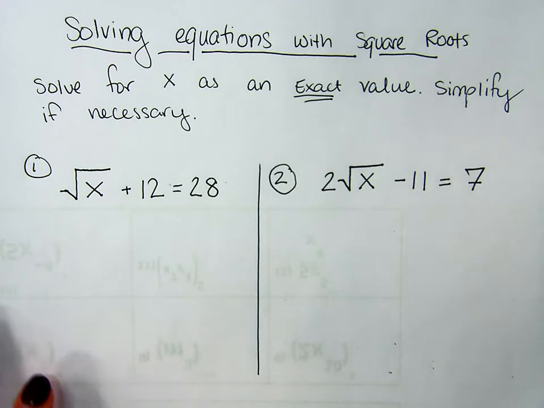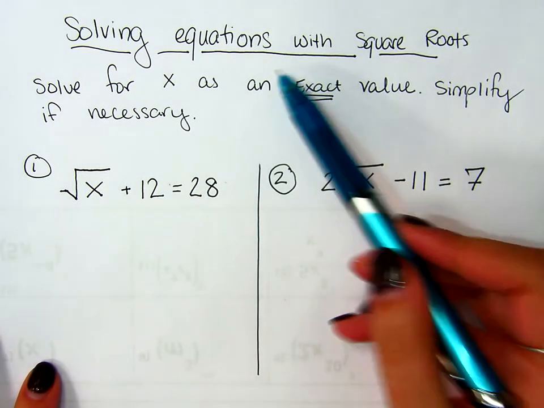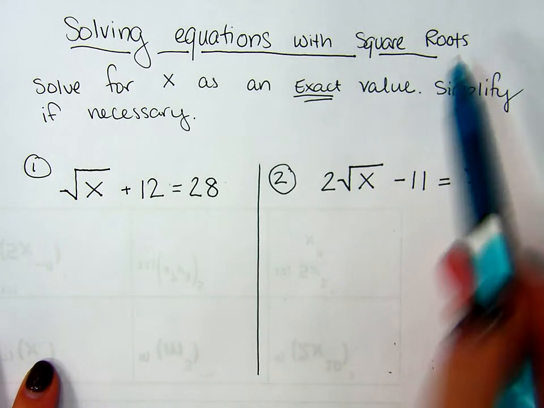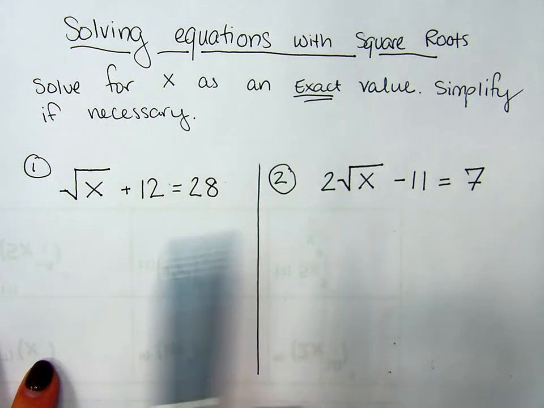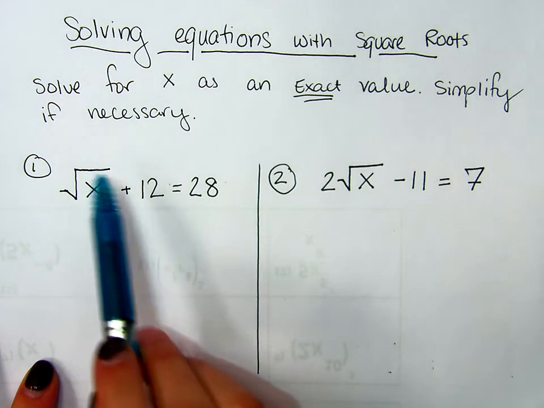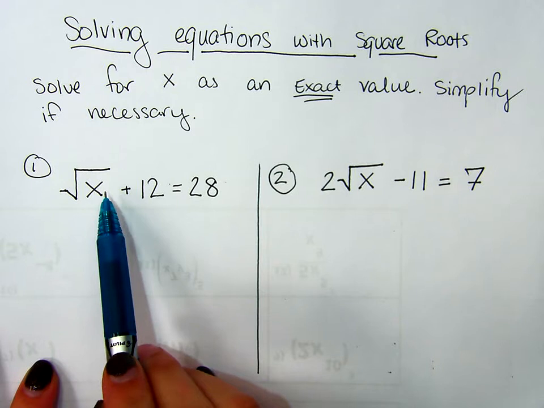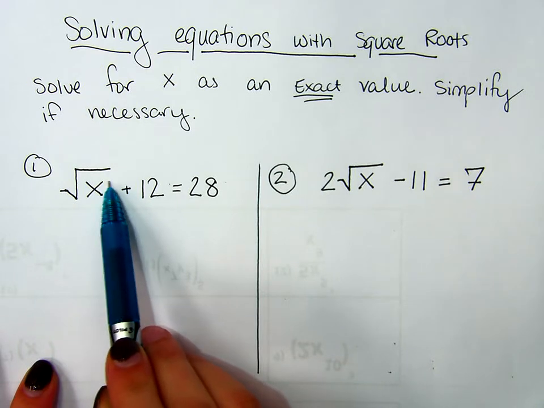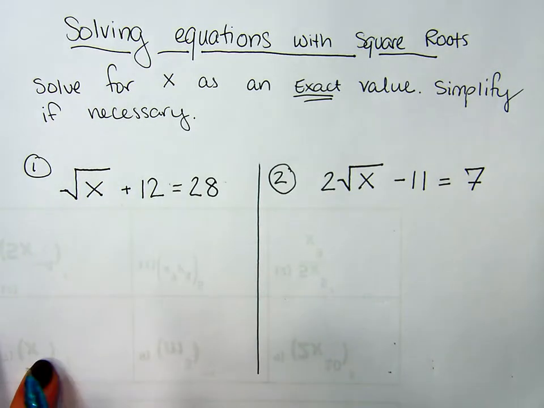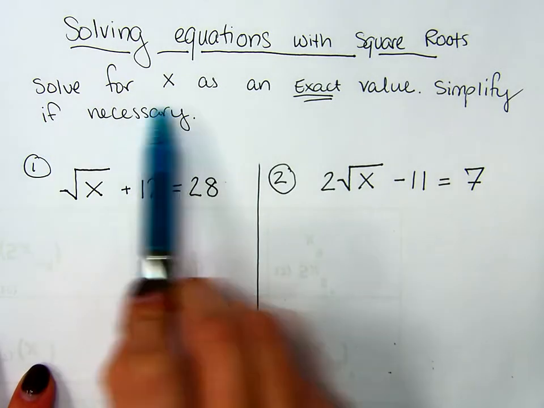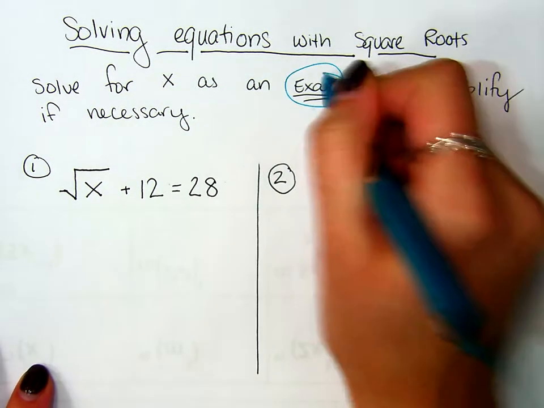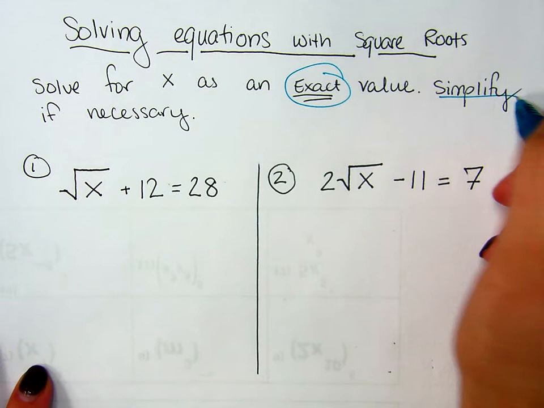Hey guys, so let's review how to solve equations with square roots. Here are a couple examples of equations that contain a radical symbol in there. So this is going to work a little bit differently than equations that contain, say, a power of 2, but it's kind of similar. Let's read the instructions. It says solve for x as an exact value, simplify if necessary.